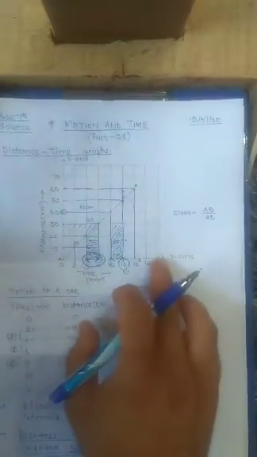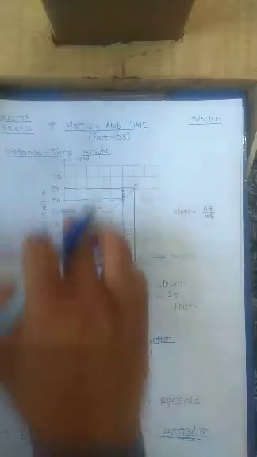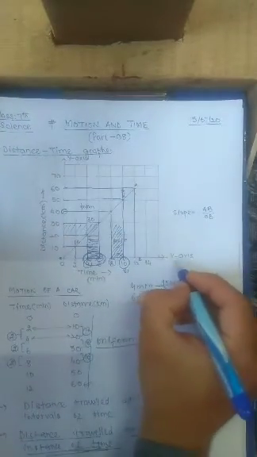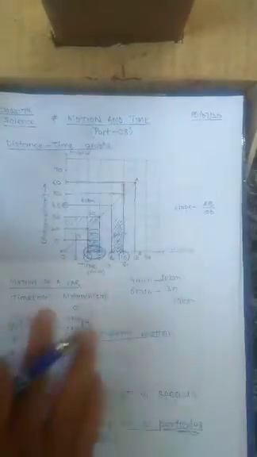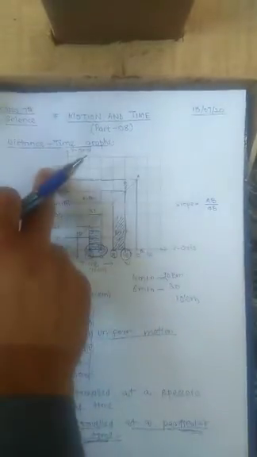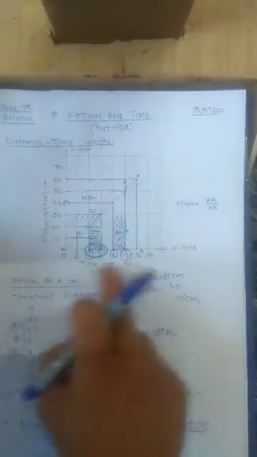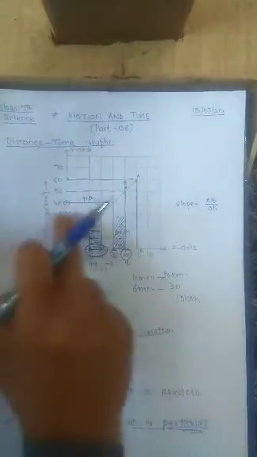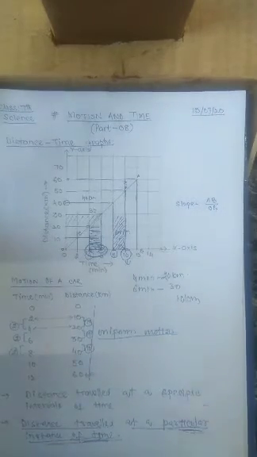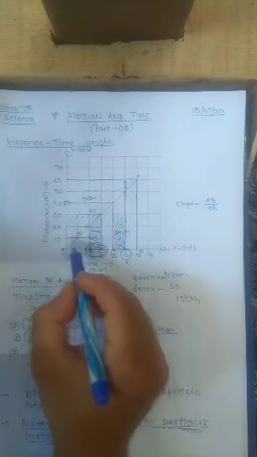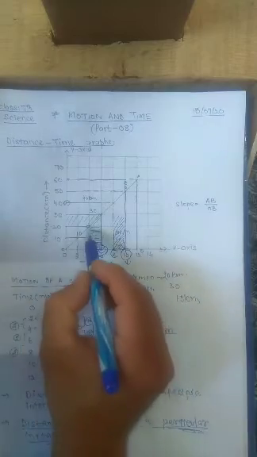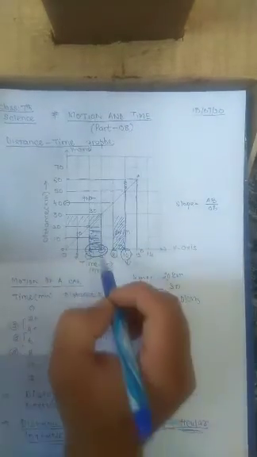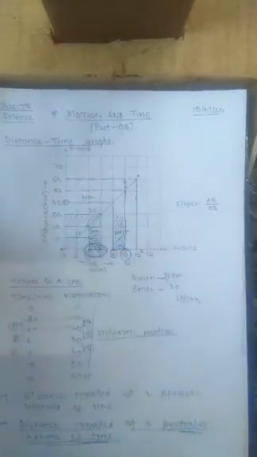I have shown you this is the type of graph which is drawn. This is the x-axis, and this is the y-axis. On the y-axis we show the distance, and on the x-axis we show the time. The time is in minutes and the distance is in kilometers. After 2 minutes it covered a distance of 10 kilometers. After 4 minutes it covered a distance of 20 kilometers, and after 6 it covered a distance of 30 kilometers.